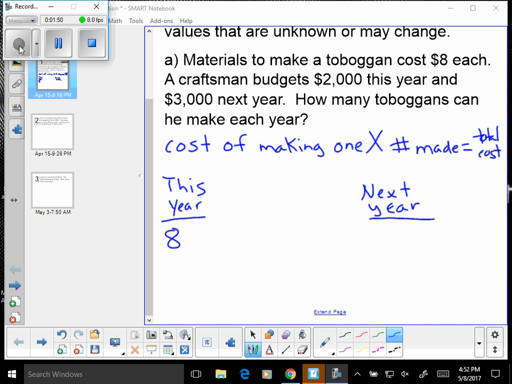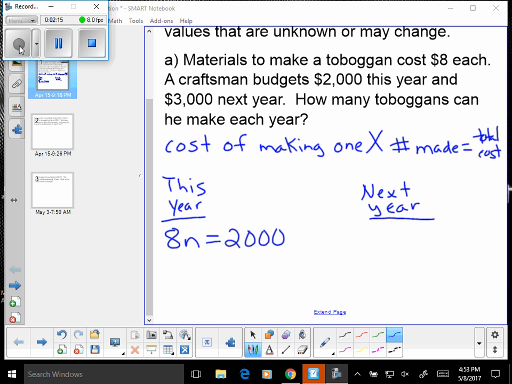Does it tell us anywhere in the problem how many toboggans are made? No, in fact, that's our question. How many toboggans can he make? So that's going to be our variable, what we don't know. I'm going to use an N because it's not known. We do know, however, that this year, this person is going to spend $2,000.